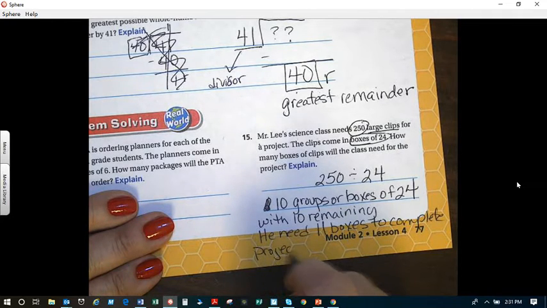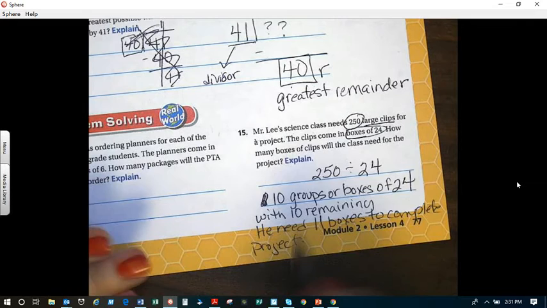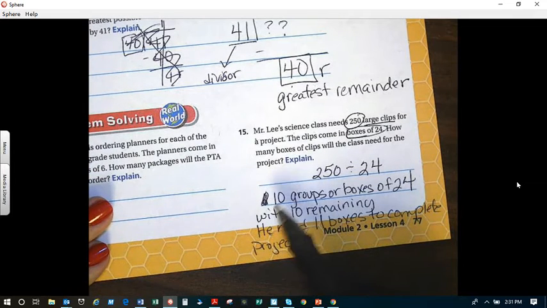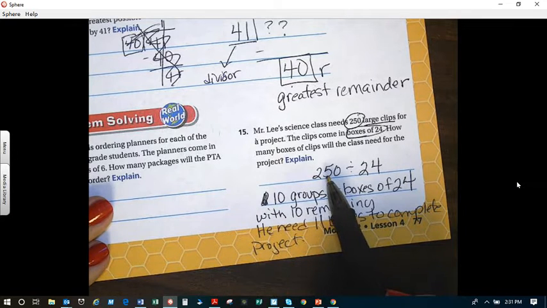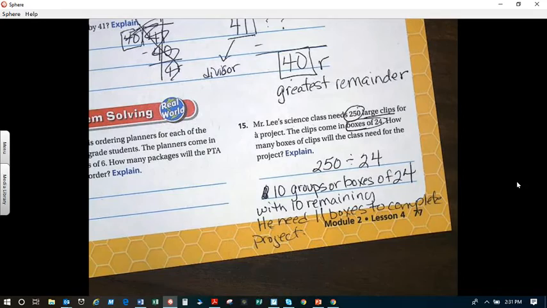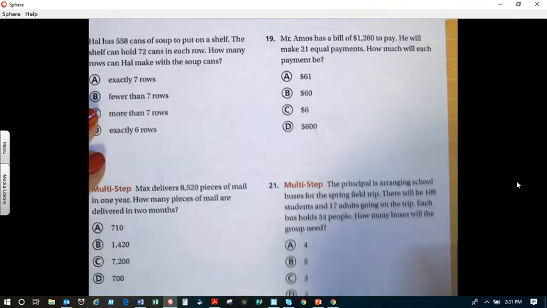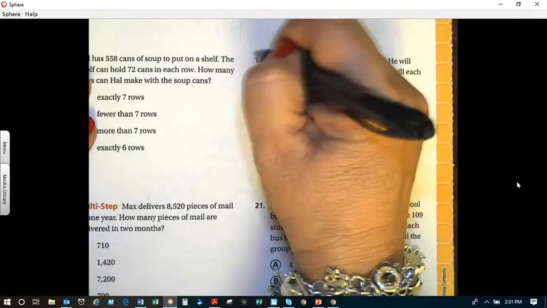That's that one. What do I do with my remainder? Here we're going to use it, because if he only got 10 boxes, that's 240. He needs 10 more. Well, now he'll have to buy 11. He can have some left over. He just can't be short on it. All right, flip the page. We're looking at number 17, 19, and 21, and we are almost done.